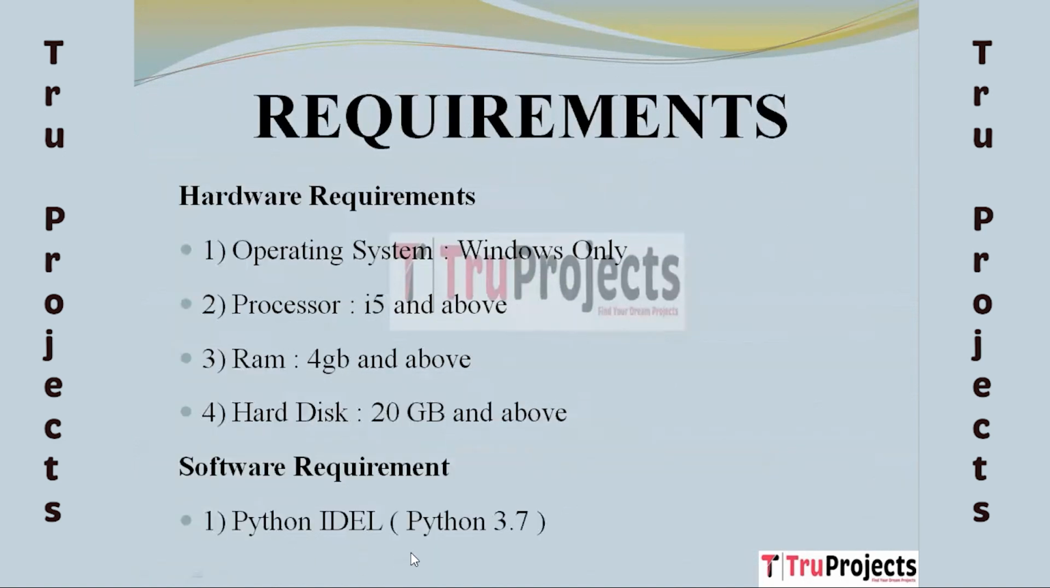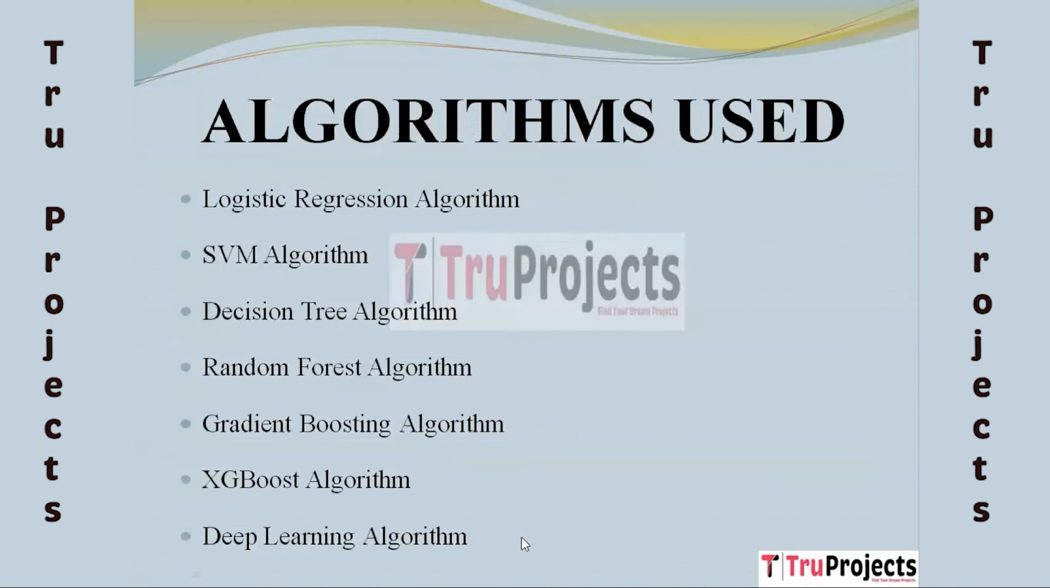Requirements. These are the requirements needed to execute this project. Hardware requirements: operating system of Windows, processor of i5 and above, RAM of 4GB and above, hard disk of 20GB and above. Software requirements needed are Python IDLE of Python 3.7 version. These are the algorithms used in this project.